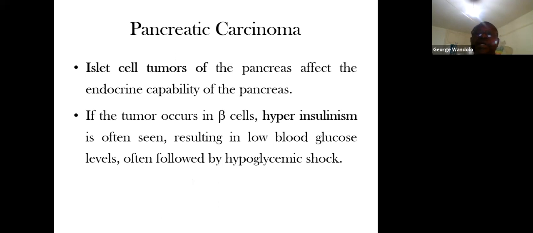Tumors of the islet cells of the pancreas affect the endocrine areas, okay? And if the tumor occurs in the beta cells, we have hyperinsulinism, often resulting in low blood glucose and often followed by hypoglycemic shock. So a tumor of the islet cells will give you endocrine presentations.